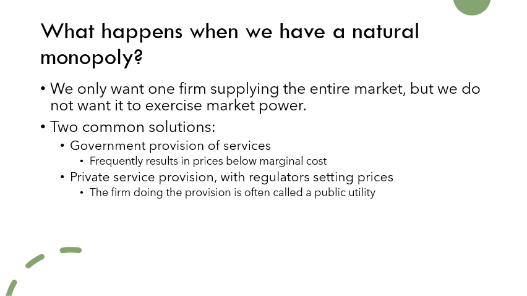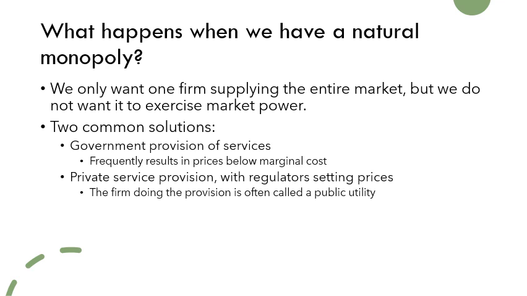What happens when we have a natural monopoly? We only want one firm supplying the entire market, but we do not want it to exercise market power. Why? We want one firm supplying the market because that's the cheapest way to provide the service, but we do not want to let that firm exercise market power.